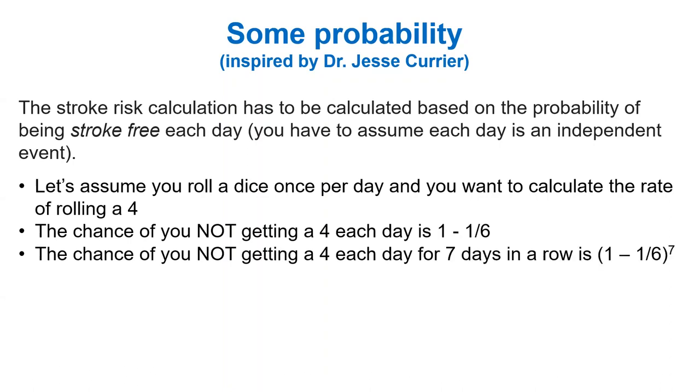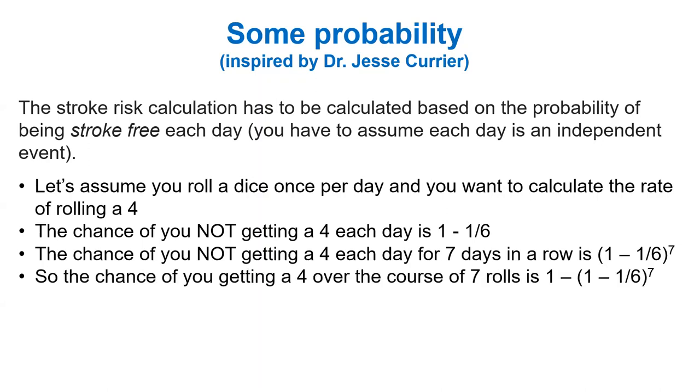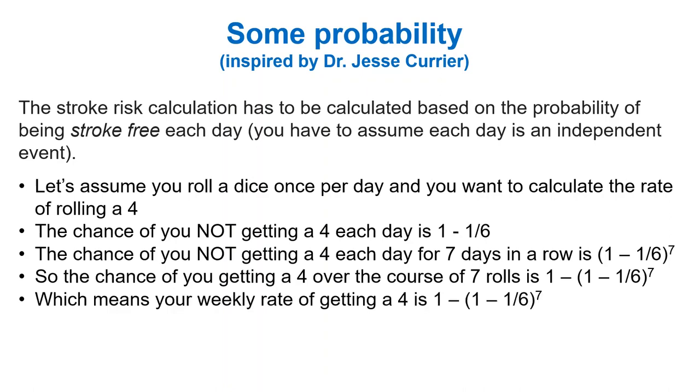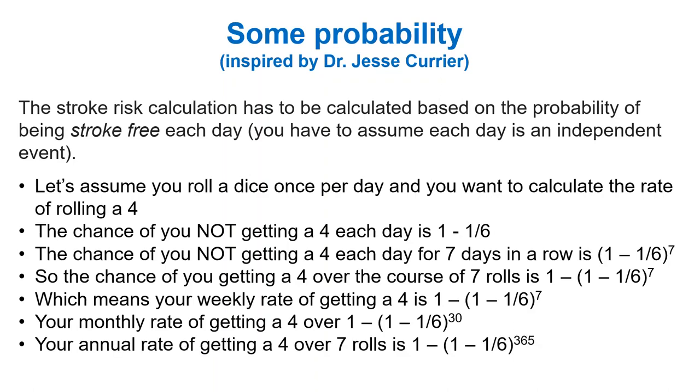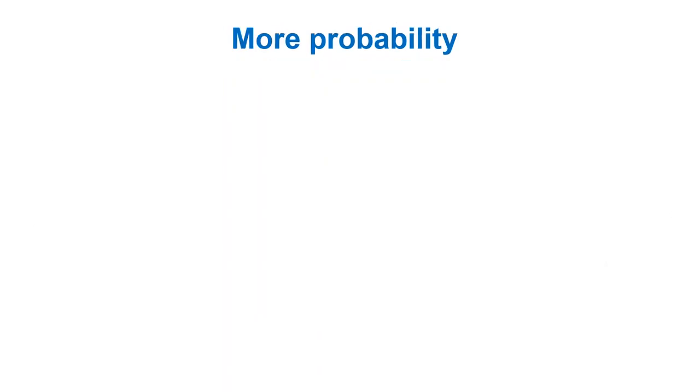The chance of you not getting a 4 each day for 7 days in a row is (1 minus 1/6) to the 7th power. So the chance of you getting a 4 over the course of 7 rolls is 1 minus that. Hopefully I did not lose everyone. That means your weekly rate of getting a 4 is 1 minus (1 minus 1/6) to the 7th. Your monthly rate is 1 minus (1 minus 1/6) to the 30th. And your annual rate is 1 minus (1 minus 1/6) to the 365th power. So a lot of math. Please go back and review this if you're confused.